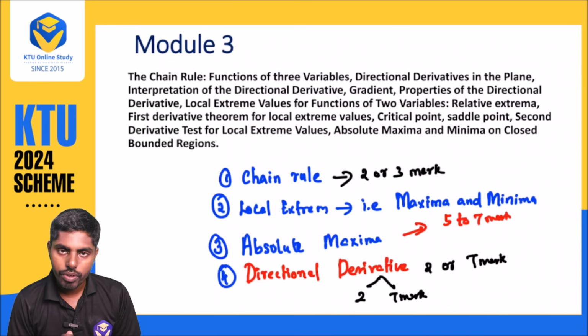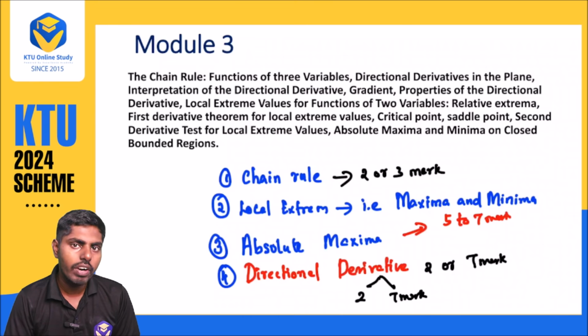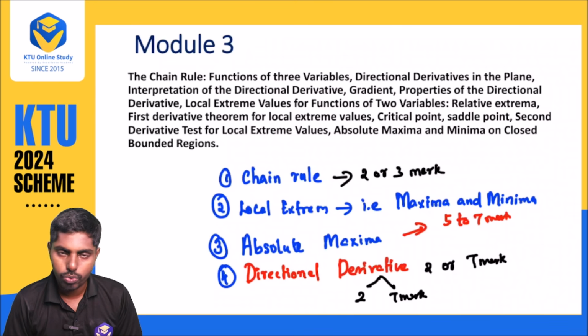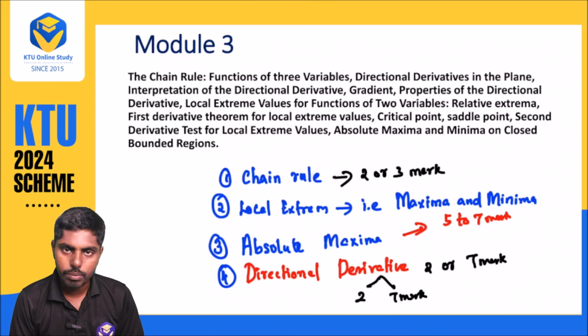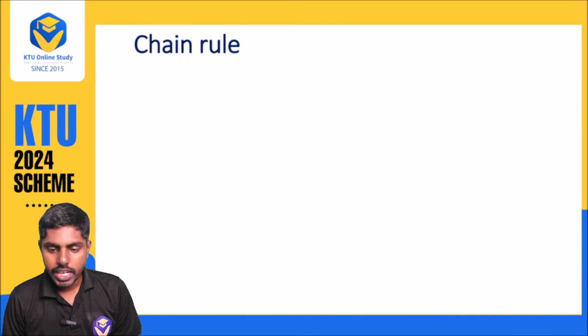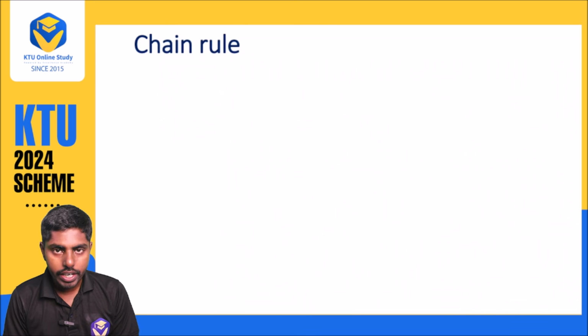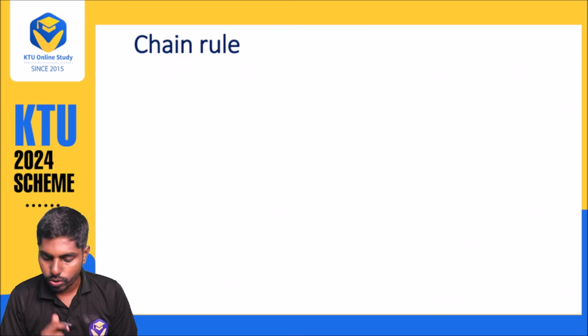Okay, so now we will go to the chain rule. We have already studied this chain rule in our previous module 2 also. So what do we understand about chain rule? See, in chain rule, I have told you how to identify the chain rule. In the previous module also I have taught you, but here also I am explaining how to do that.